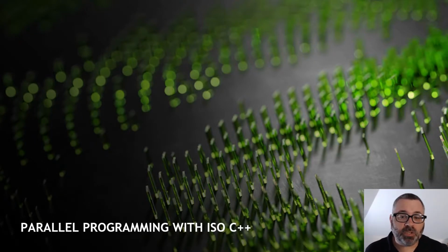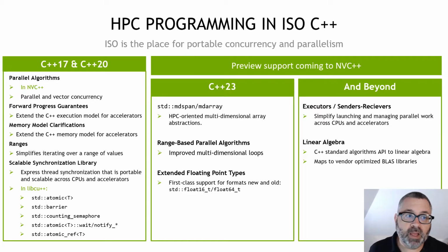So let me talk first about parallel programming using ISO C++. ISO C++ began to support parallel programming in C++17 with the introduction of the Parallel Algorithms library. The Parallel Algorithms library provides you with basic building blocks that you can then use to build up your application. Things like std::transform, std::reduce, std::sort.